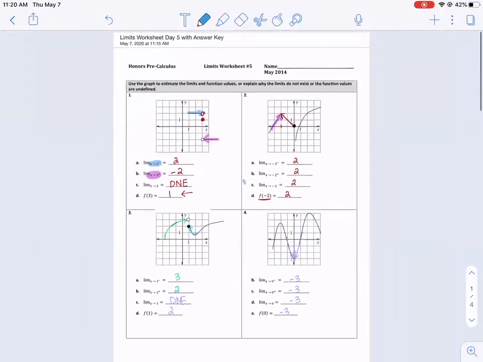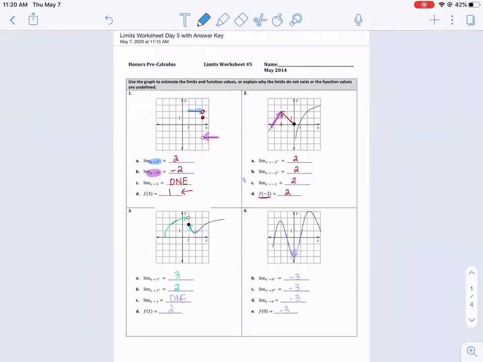Okay, so hopefully that helps you a little bit with the ALEKS assignment. Next up, you'll see limits algebraically.